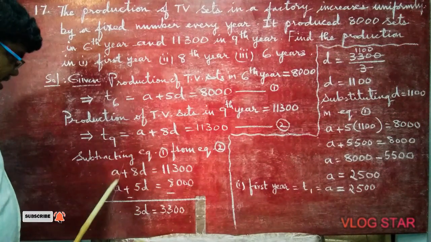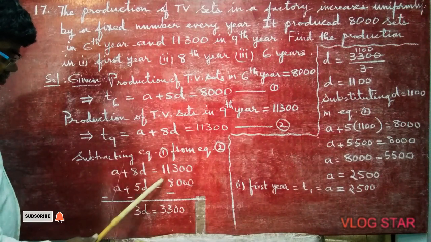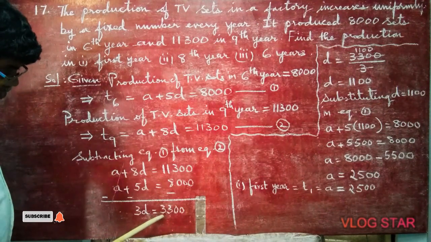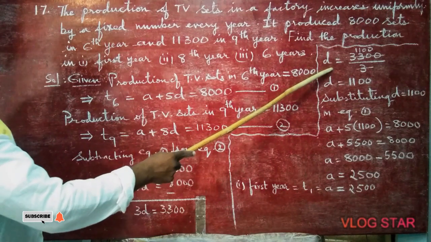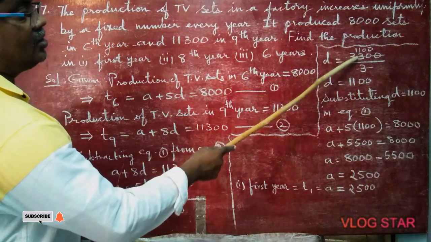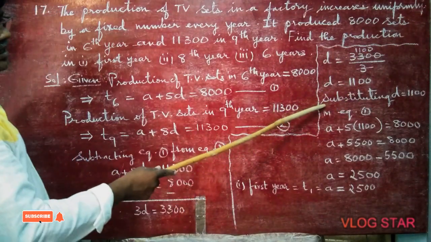So here plus and minus get cancelled. 8 minus 5 is 3d is equal to, from 11,300 if you subtract 8,000, you will get 3,300. Now find d. d is equal to 3,300 by 3. 3 goes 1100 times. Now we got d as 1100.